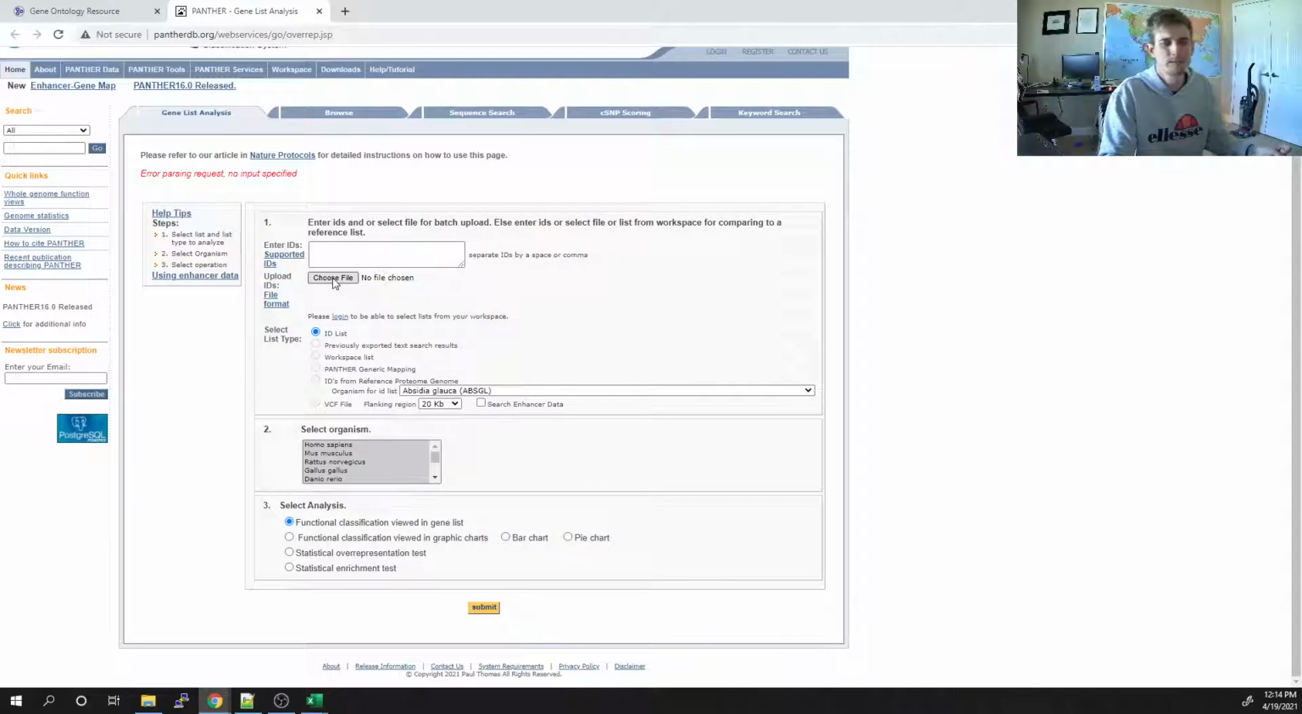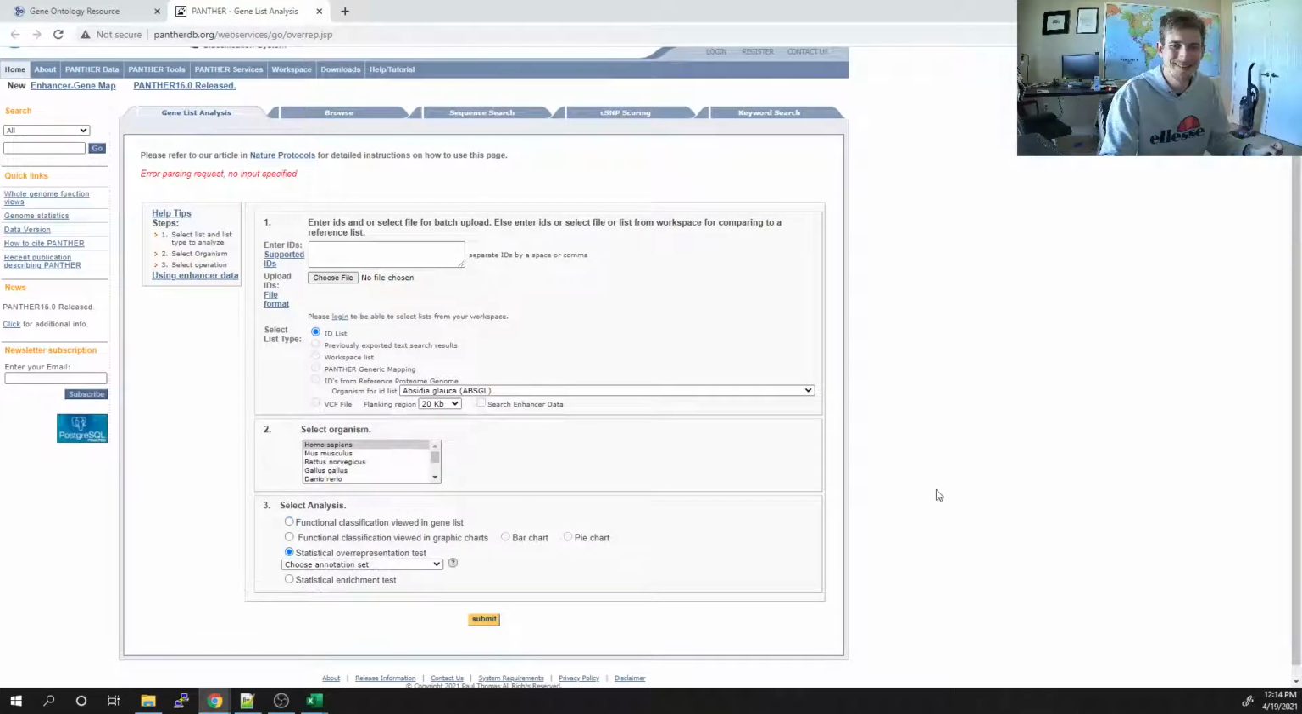So Panther gets a little silly. I'm not gonna lie, Panther gets a little bit silly whenever we're trying to do a specific test that is the statistical overrepresentation test. And with a statistical overrepresentation test, we're looking for GO terms that seem to be more common in our differentially expressed genes than in the data set as a whole, right? So we're looking for an overrepresentation of GO terms.